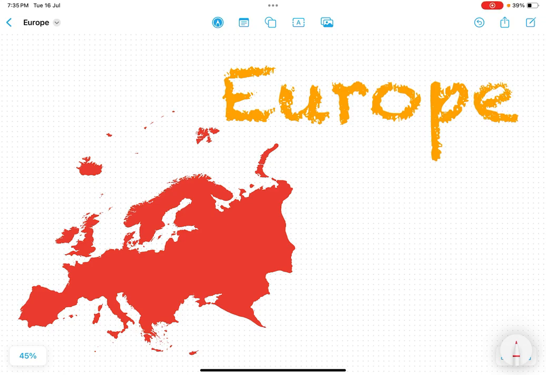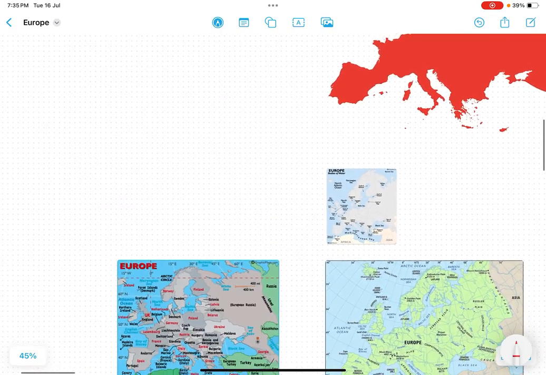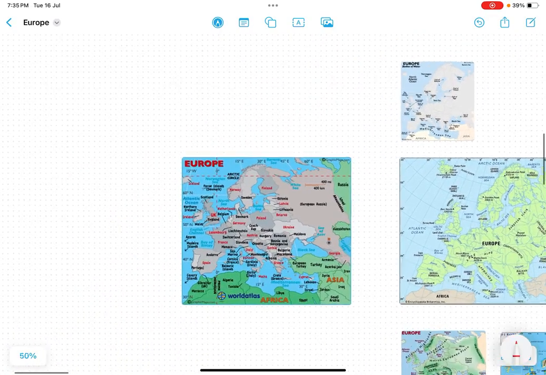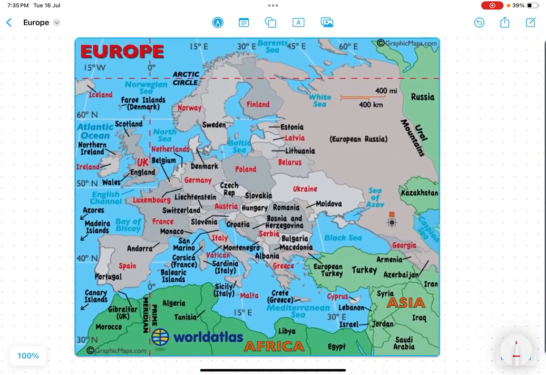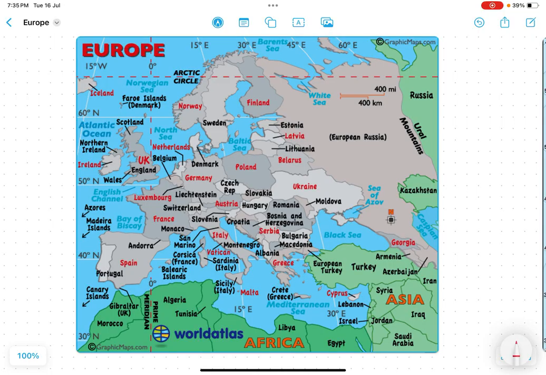Hi everybody, we are going to do Europe today and let's look at the maps of Europe. So first we have the very basic map of the countries and the water bodies and some of the other aspects of Europe. So let's begin.